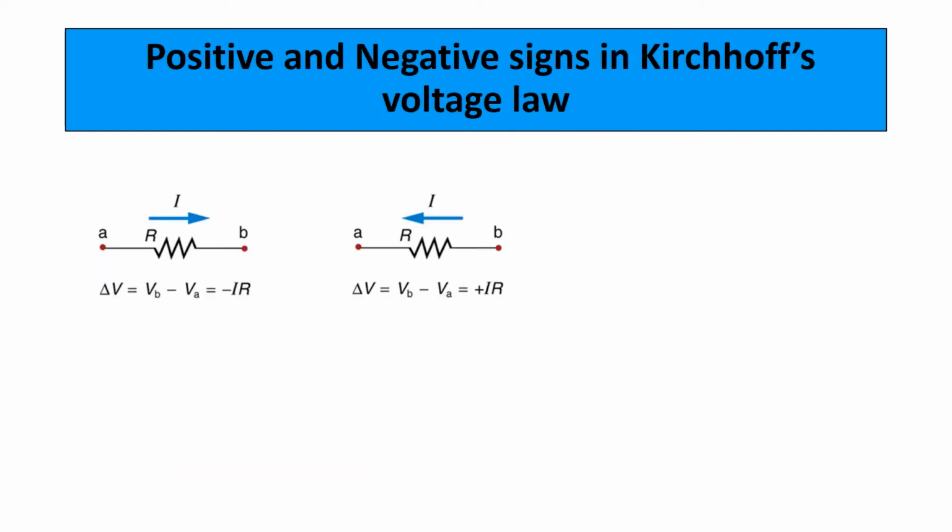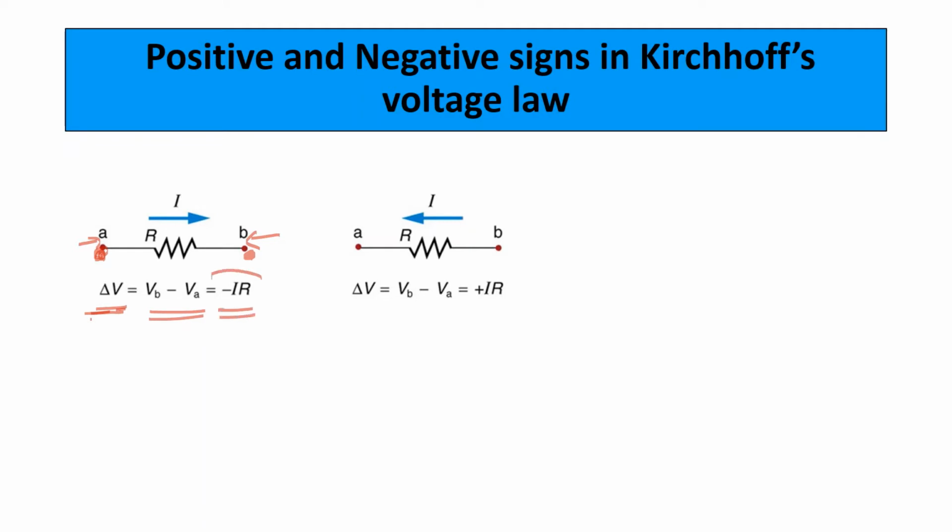Positive and negative signs in Kirchhoff's voltage law. When you are applying Kirchhoff's voltage law, you should take care of the sign. The sign convention is very important here. When you are considering a resistor, the potential difference delta V between the terminals of the resistor, here the terminals are marked as A and B. What will be the potential difference between A and B? That is delta V, which is equal to VB minus VA is equal to minus IR.